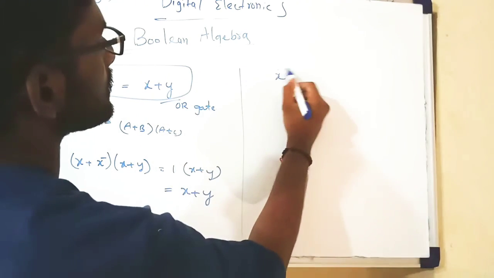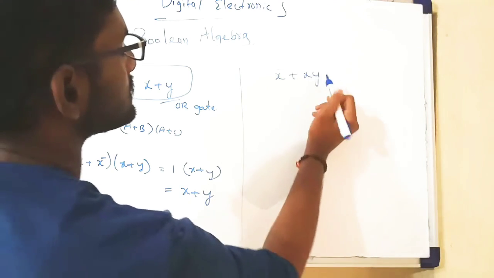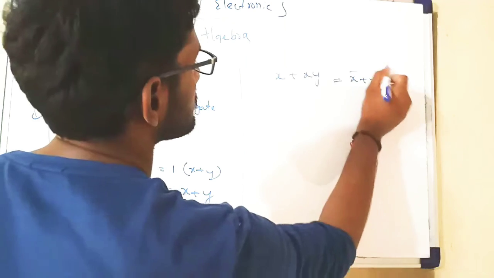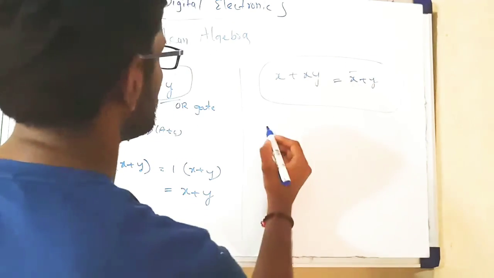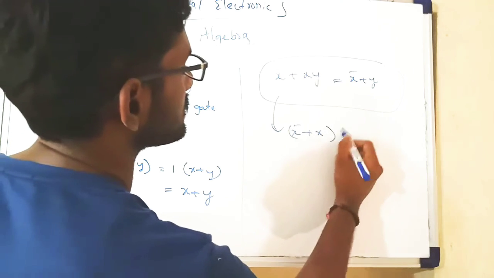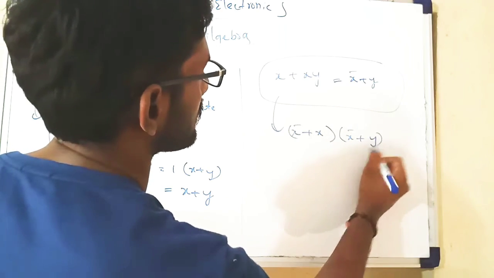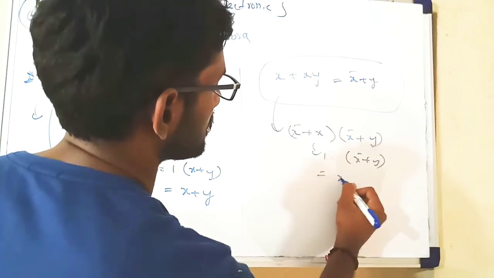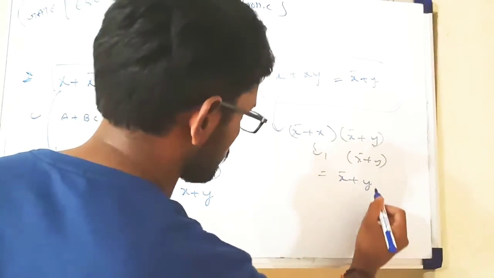Also x bar plus xy. Similarly we can write this as x bar plus y. Simplification is x bar plus x into x bar plus y. This is value 1 into x bar plus y, equal to x bar plus y.